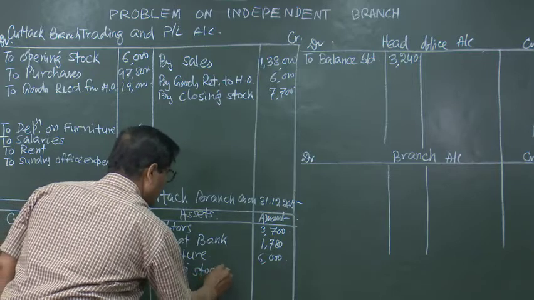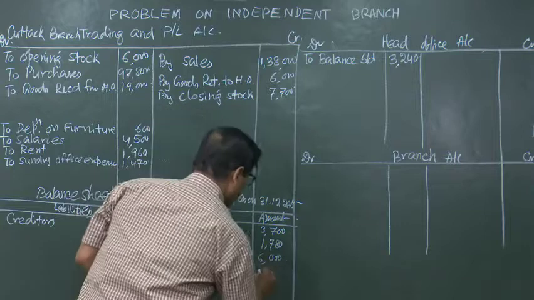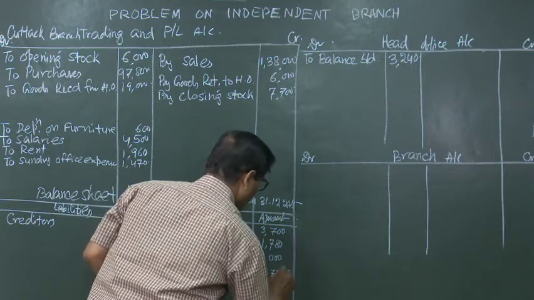Asset side means debit effect, this is the debit effect, this will be the credit effect. Closing stock 7,700.